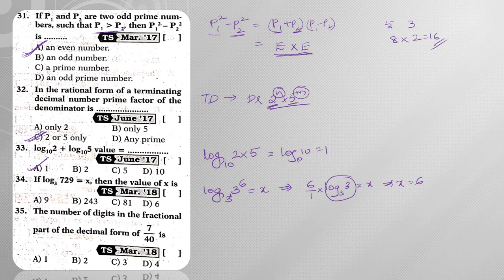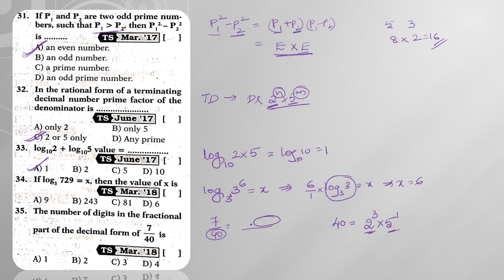Next, question number 35. So 7 by 40. The number of digits in the fraction part of the decimal form. So if you convert it into decimal form, how many digits will be after the decimal point is what it is asking, right? So for that we need to see the denominator. 40 I can write as 2 cube into 5 power 1. So 2 cube is 8, 5 power 1 is 5. So 5 8s are 40, right?